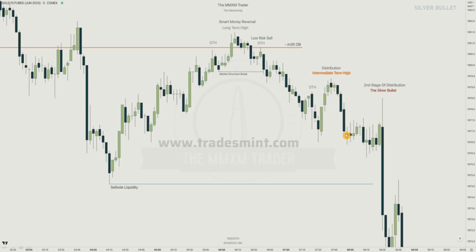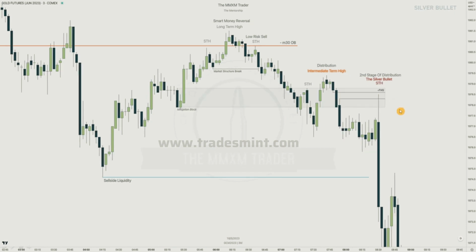Price drops down lower, lower, lower. Sell side liquidity is still intact, right? So our draw on liquidity is still present. We wait for price to go back into a PD array, which in this case is a fair value gap over here, right? It's going into a premium level from this range high to this range low, so that makes sense. And the silver bullet is being formed over here.